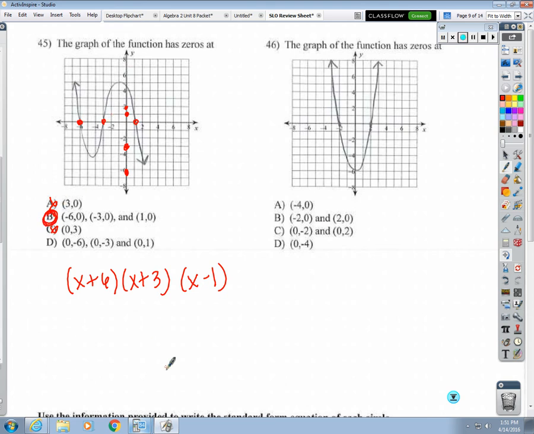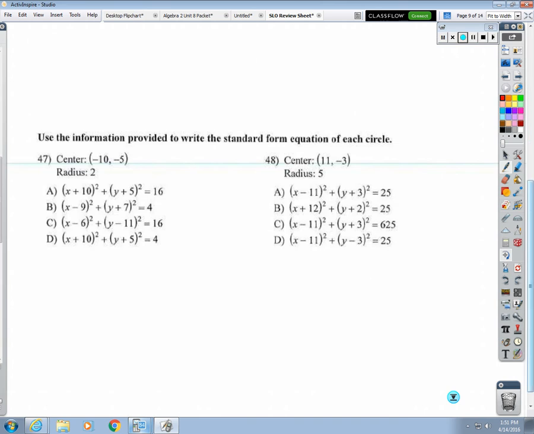So B. Okay, 47. Use the information provided to write the standard form equation of each circle. Okay, well, the center is negative 10, negative 5, so that's your H and K. Just by knowing that, what can you rule out? Right, they're like obviously wrong. Now, A and D are almost identical with the exception of what they're equal to. If the radius is 2, what should it be equal to? 4. You always square the radius.